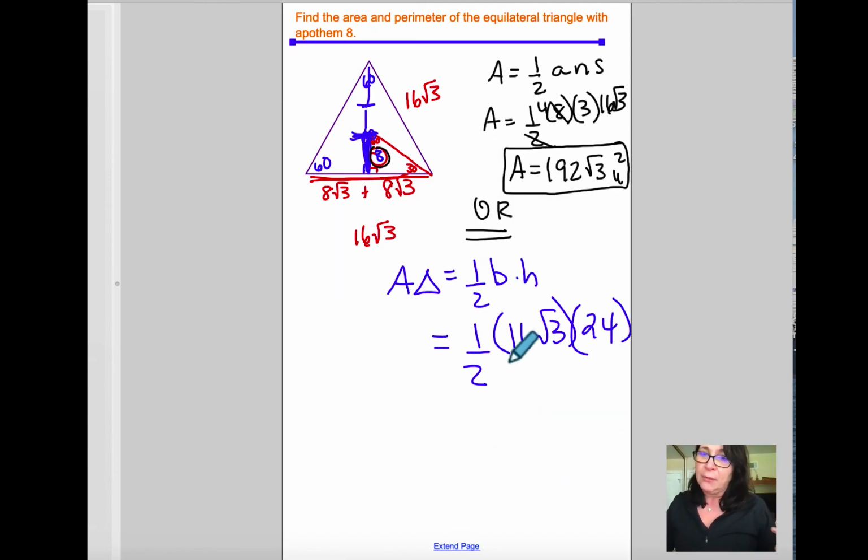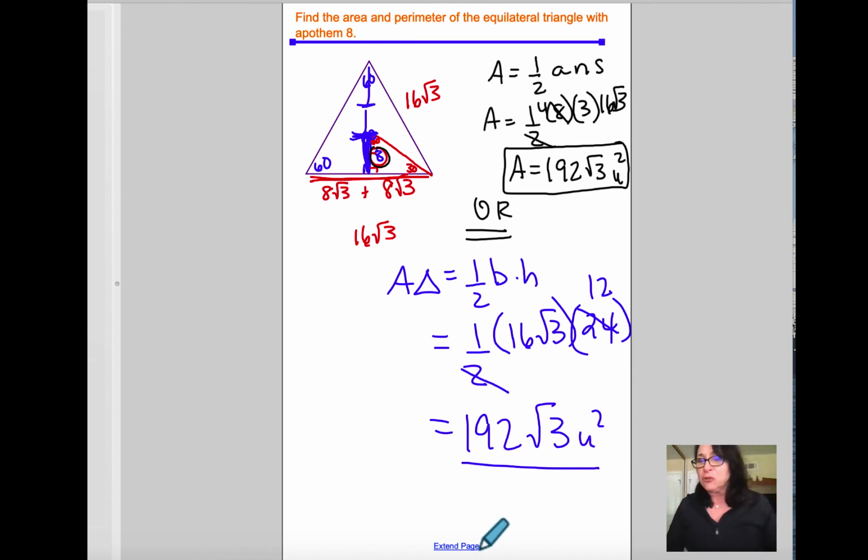And in this case, I would go then half of, let's say, 24, which is 12. And again, 12 times 16 gives me 192 root 3 units squared again. So I absolutely have options in finding the area for these regular polygons. The 1/2 base times height works for regular and not regular polygons or triangles, and the 1/2 ANS works for all regular polygons. So you just have to figure out which one makes sense to you, which one works better on a triangle anyways.